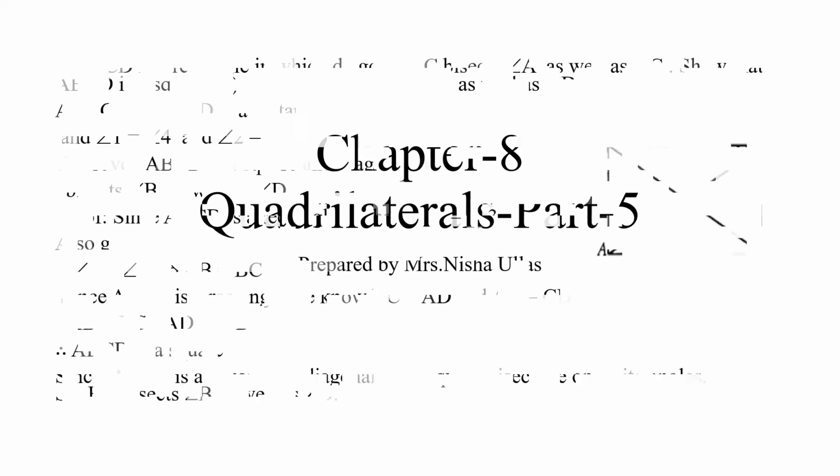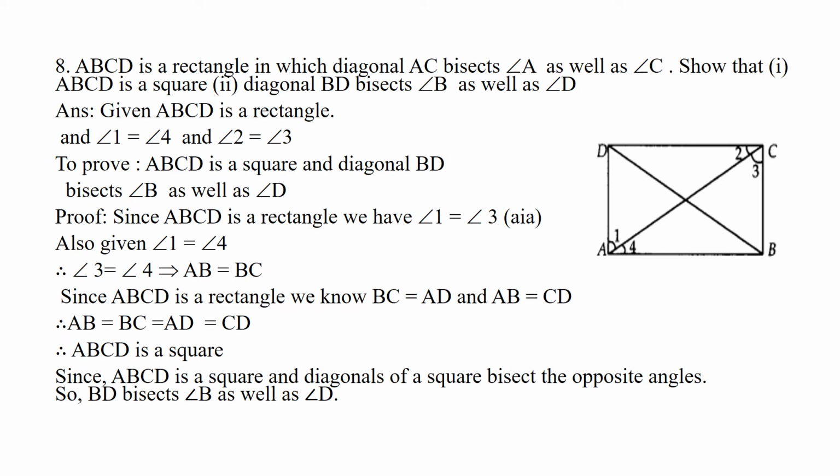Good morning, children. In quadrilaterals part 5, we are going to continue with exercise problems. Question number 8. ABCD is a rectangle in which diagonal AC bisects angle A as well as angle C. Show that ABCD is a square and the diagonal BD bisects angle B as well as angle D.